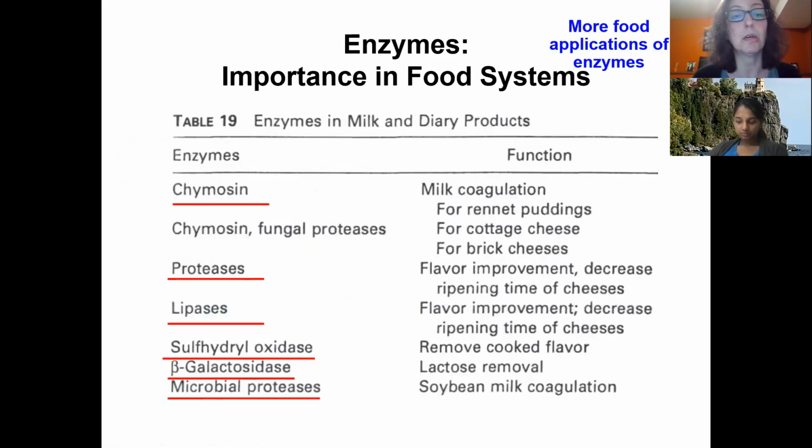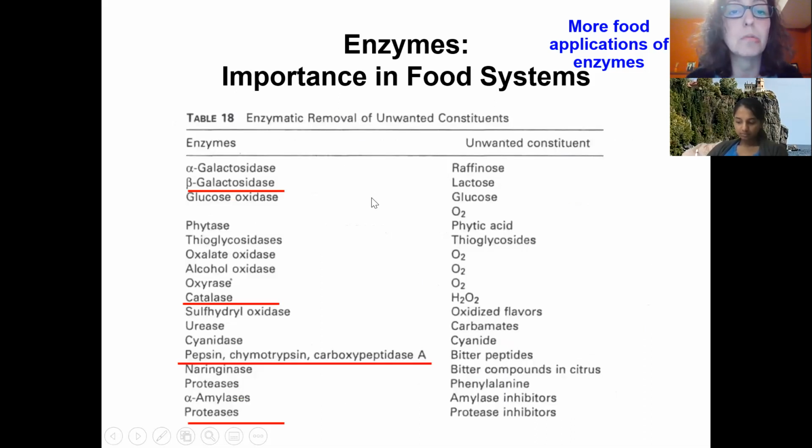In milk, chymosin for cheese, proteases and lipases for flavor. Well, formation of disulfides actually removes the sulfhydryl kind of taste, the cooked flavor taste, removal of lactose, and, well, this is soybean. I don't know why it's in milk and dairy, but enhancing coagulation in soy milk. Microwave protease shouldn't be in this table. I'm not sure why it's in this table.